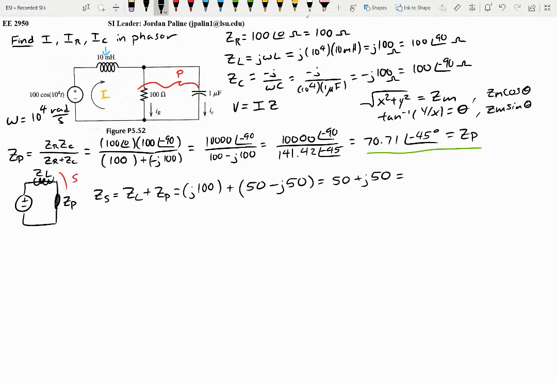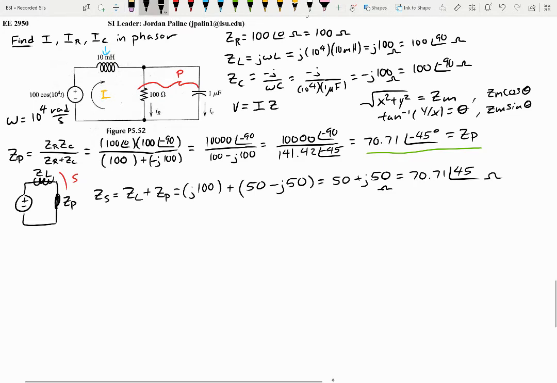Which, when we combine down, is 70.71, and then the angle should be 45, but let me check. Yep, an angle of 45 degrees. All right, ohms. So that's the same value represented another way.